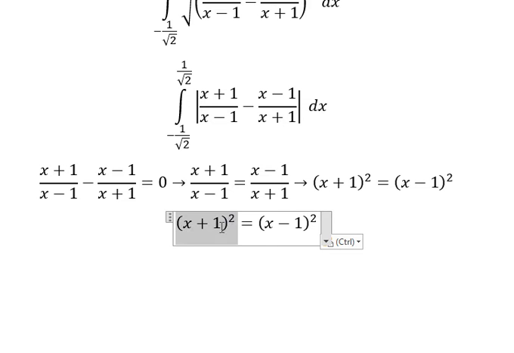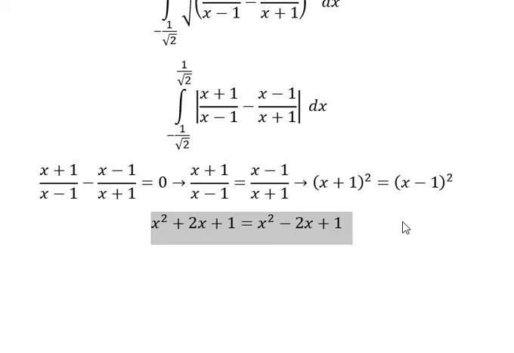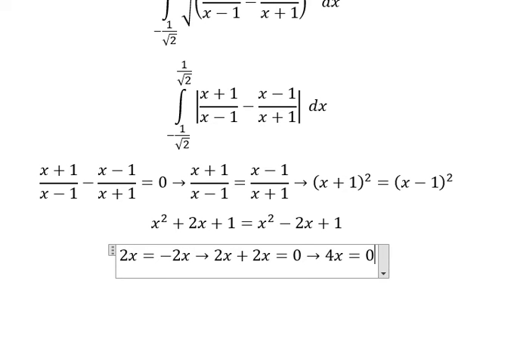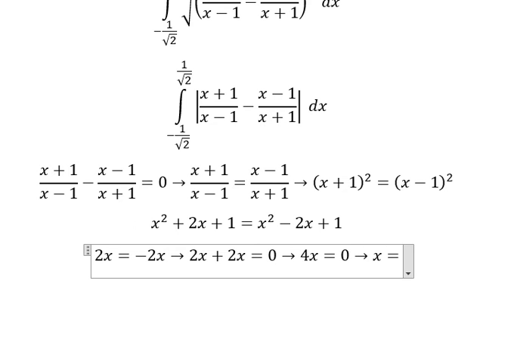And now we need to expand this one, and this one. Now I will simplify s squared plus 1 on both sides. And then I will move negative 2s to the left. So we have 4s equal to 0. So we have s equal to 0.